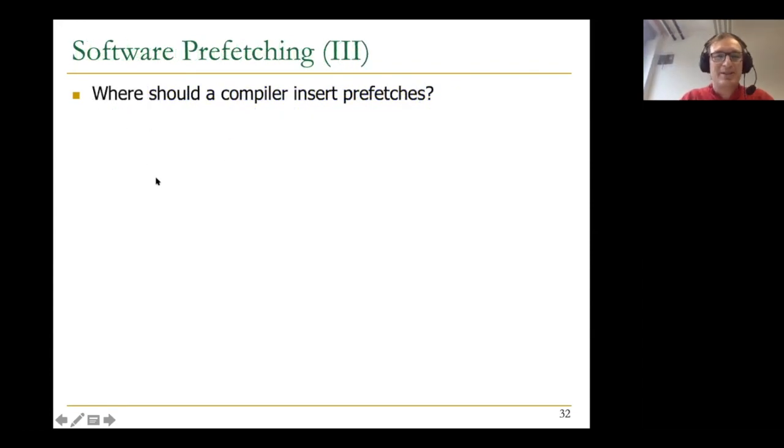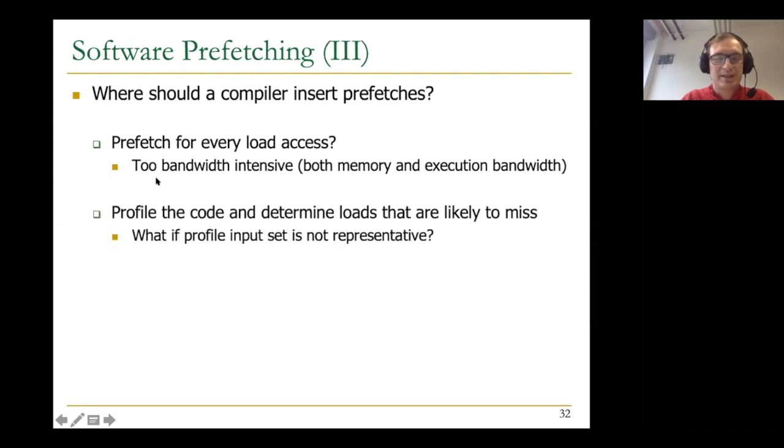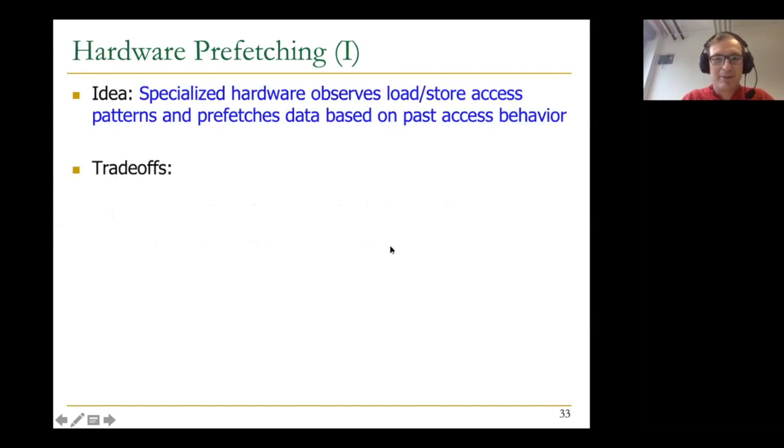So we already discussed software prefetching. So hopefully everybody remembers it. It was 15 minutes ago. Now we're going to switch to hardware prefetching. And I already described what this is, but essentially the idea is to have specialized hardware to observe load and store access patterns and prefetch data based on this past access behavior that's observed. And it's a simple idea, clearly, but it's an idea that has many trade-offs also.